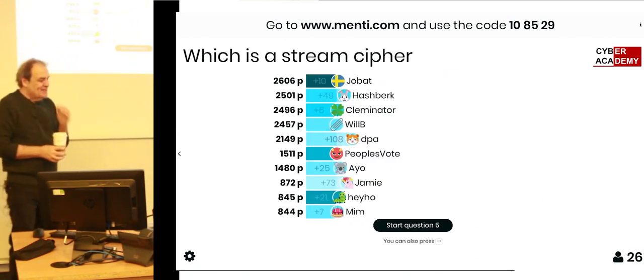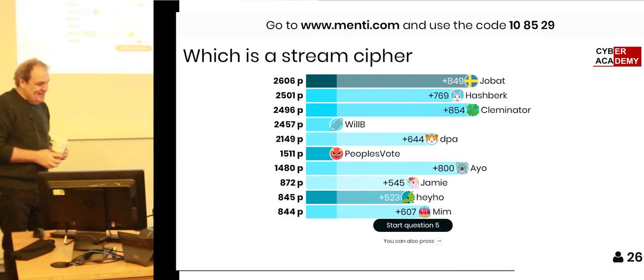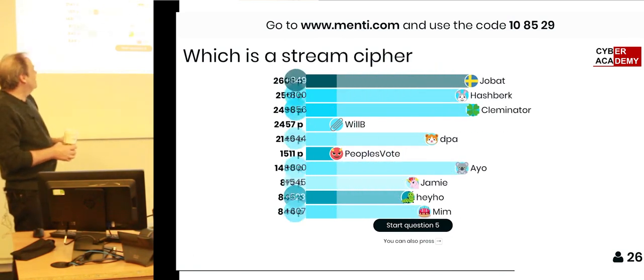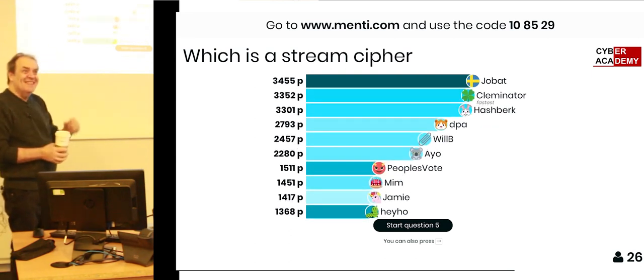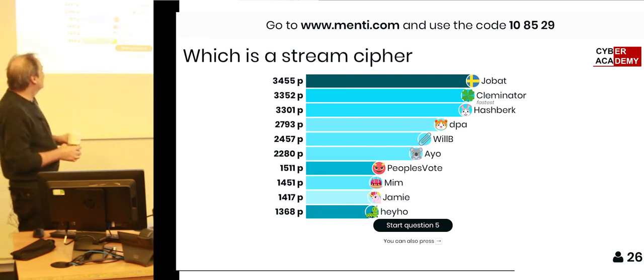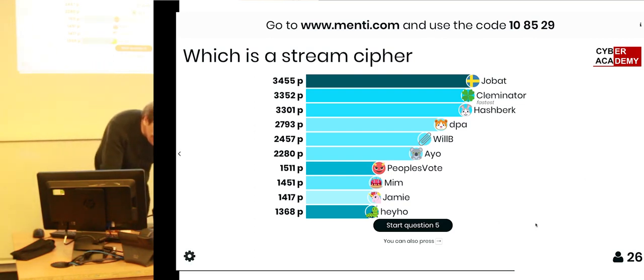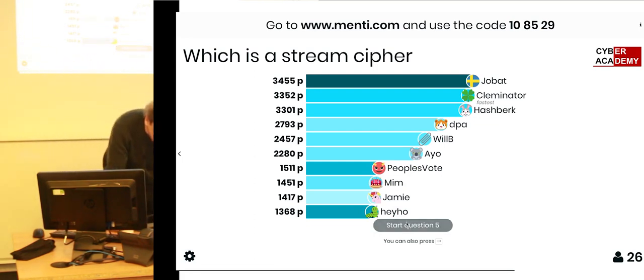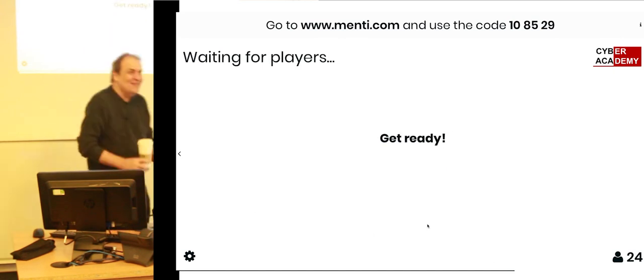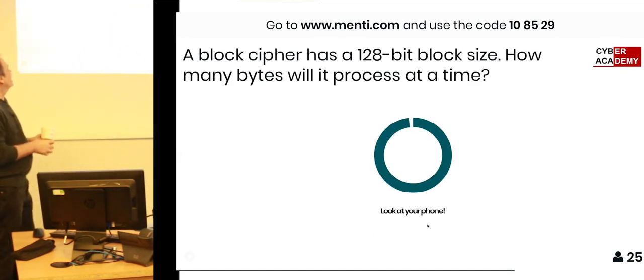So it did well. Still, is it still Jabot? Clementator is just a wee bit faster there. Oh, who's Clementator? Very good. And who's Hashberg? Hashberg, good, excellent. So there's a kind of three-way split at the top there. Come on, hey ho. And the People's Vote, and not that I'm biased towards People's Vote at all here, and Mim and Jamie and so on. Jamie's used your real name there, Jamie? That's not you, it's another Jamie. Okay, start question 5. See how you get on this time.